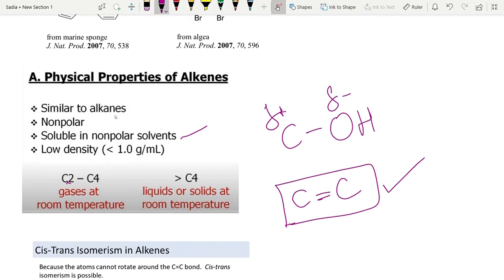From carbon 2 to carbon number 4, they are gases at room temperature, and as their molecular mass increases, they become liquids and solids above carbon number 4.